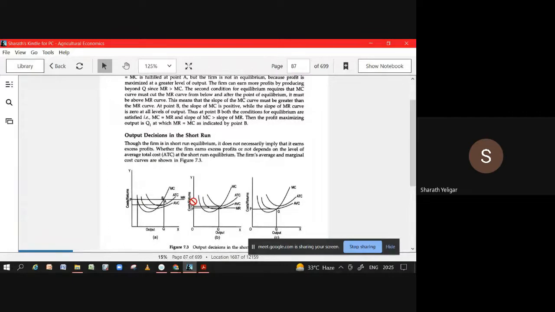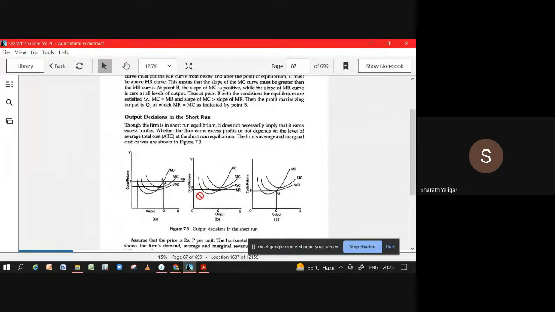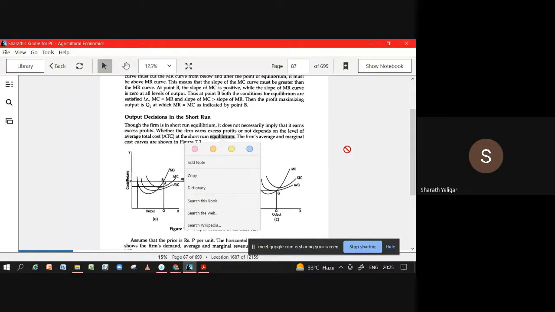Good. So now we are seeing decisions in the short run. A firm being in the short run does not imply that it earns excess profit. Whether it earns excess profit or not depends upon the ATC curve. This is one of the objective questions. It depends upon which curve? The ATC curve in the short run.